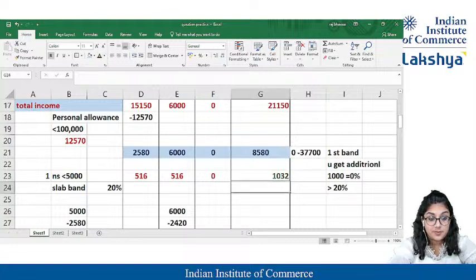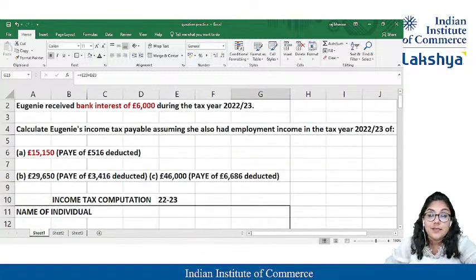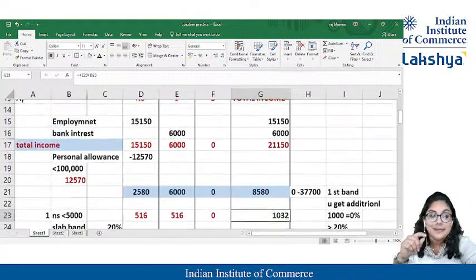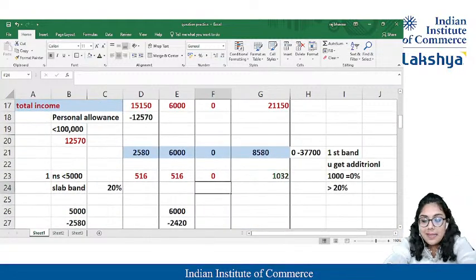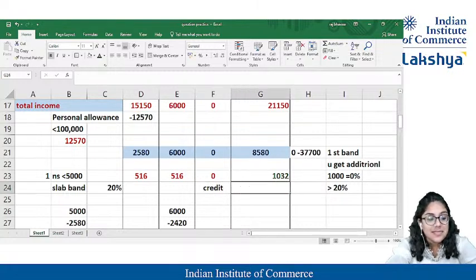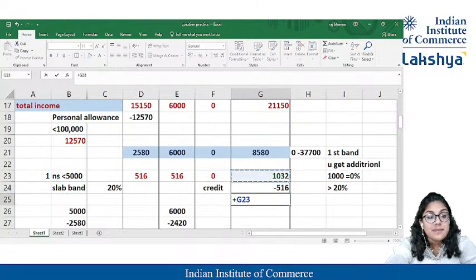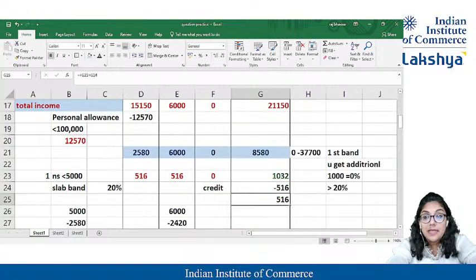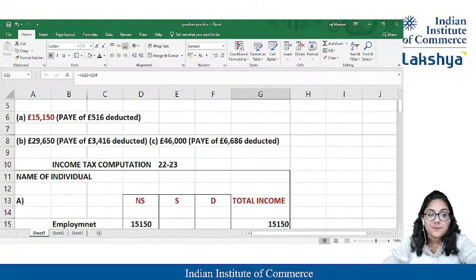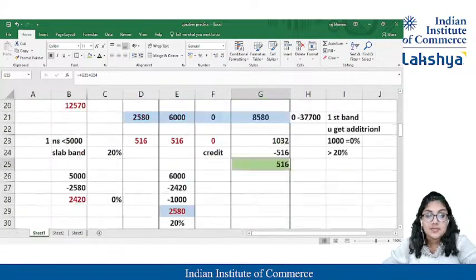That is sure, you all have to pay the tax liability. Understood? But in the question it is written that 516 is deducted. Means the TDS of 516 is already deducted, so you can get a credit. I will get a credit of 516. So what is my liability which is pending? This becomes my liability which I have to pay, so this is my tax liability of 516. Did you get this? This is the first answer.